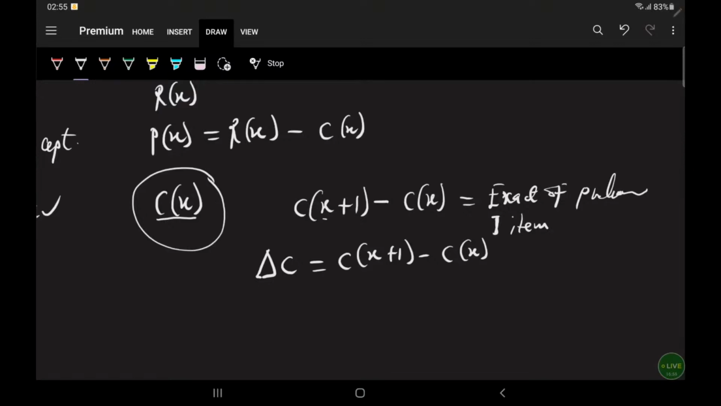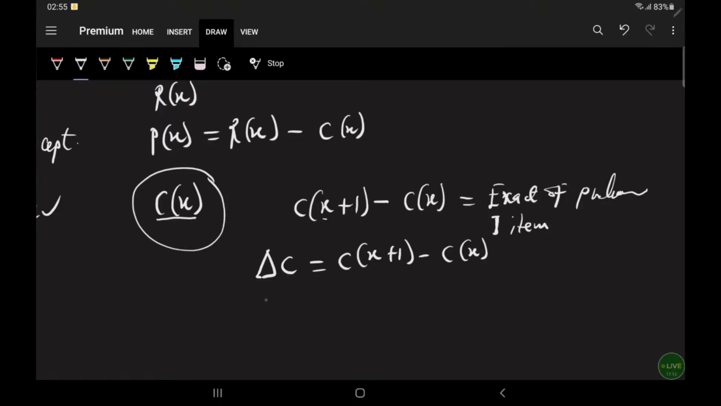So when there's a change in cost, it depends on the item we want to produce, and irrespective of the cost you want to find, the question will make it clear to you. If you want to find the exact cost of one product, that is how you go about it, and then you are good to go.